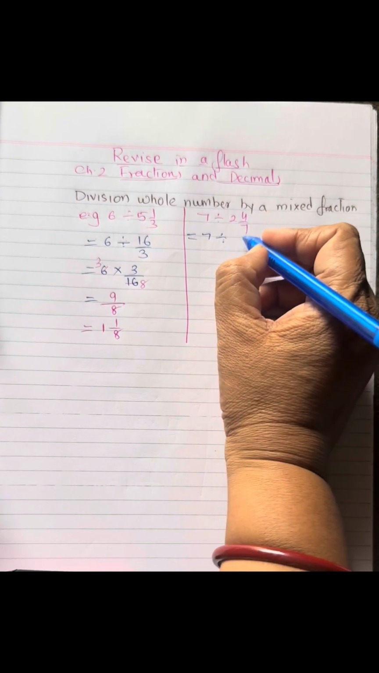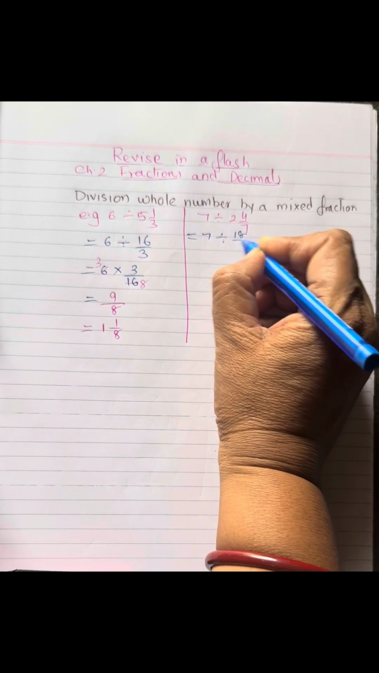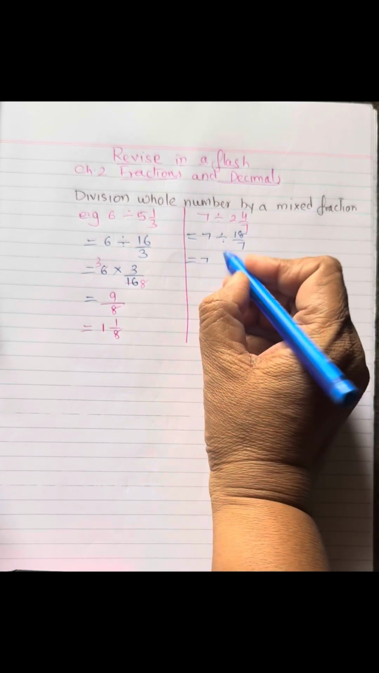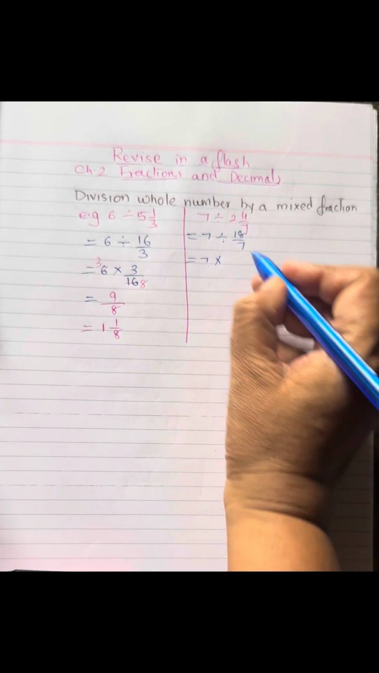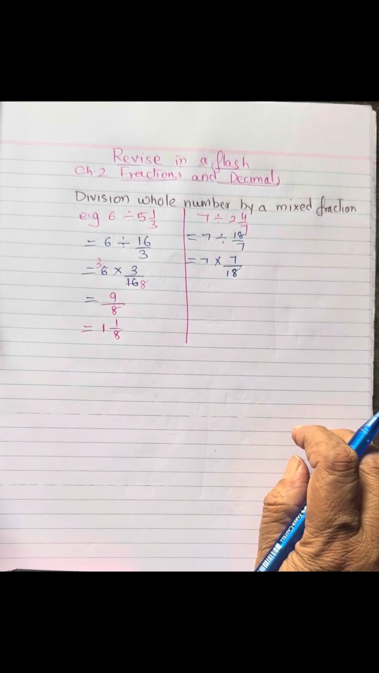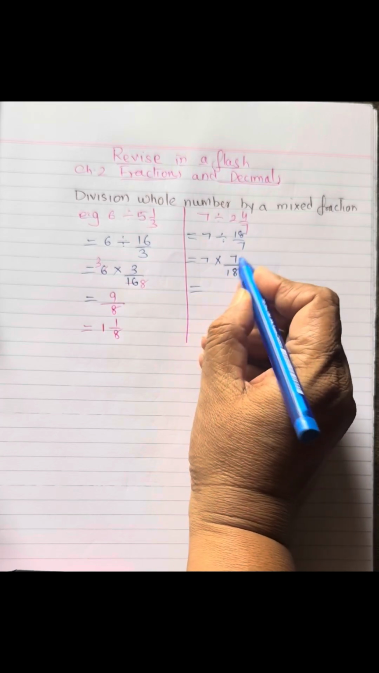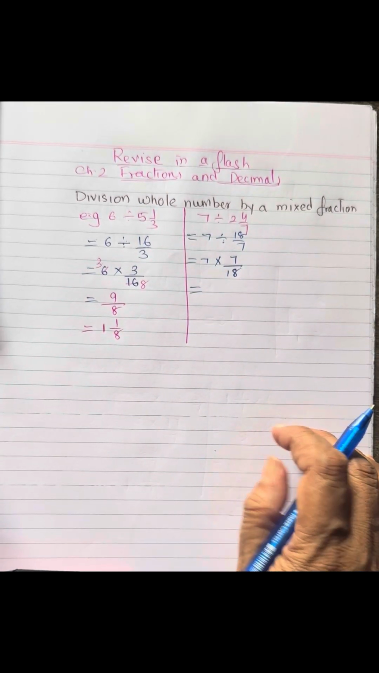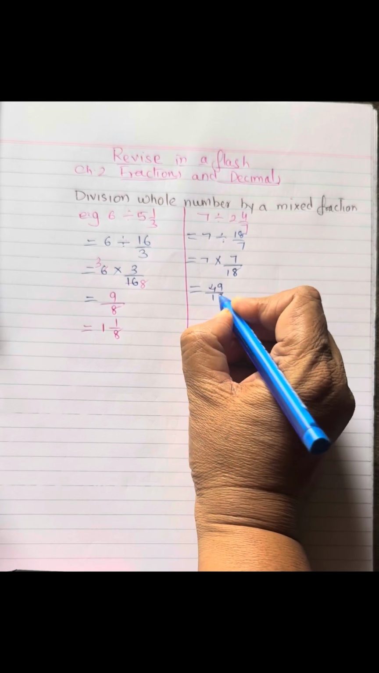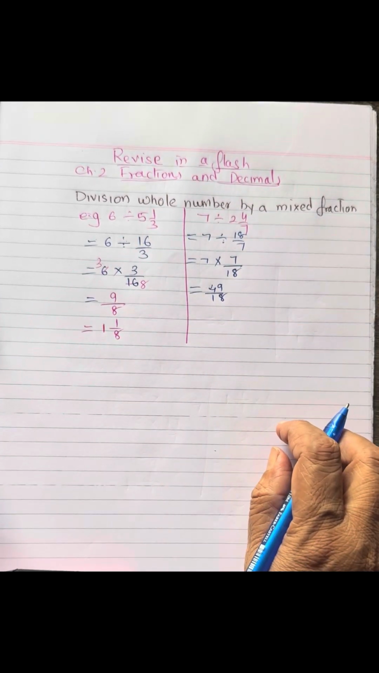7 to the 14, 14 plus 4, 18 upon 7. Then in the next step, write again 7 as it is, change the division sign into multiplication and write the reciprocal. So 7 upon 18. Don't get tempted to cut 7 and 7. Both are in numerators, so multiply them. 7 7s are 49 upon 18. Okay, so this is your answer.